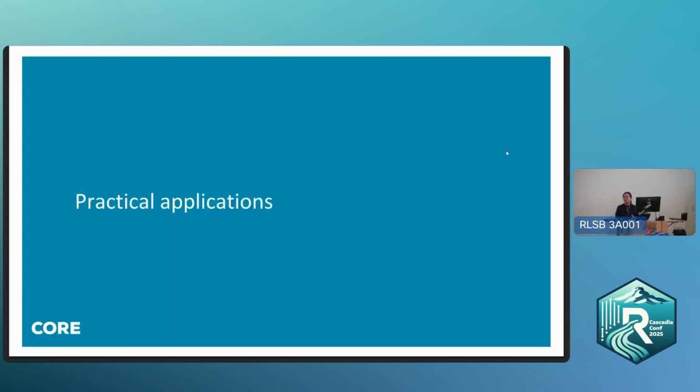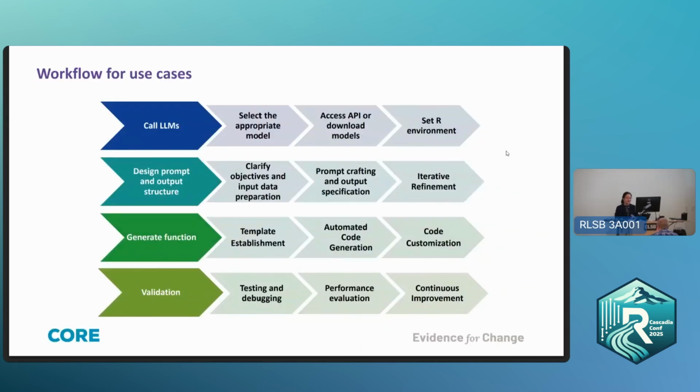I will show some practical applications, and first I want to highlight some workflow for developer use cases with ellmer in R. There are 4 steps. First step, you need to call large language models. Second, you need to design the prompt and output structure. And the third, generate function. And the last one is the validation.